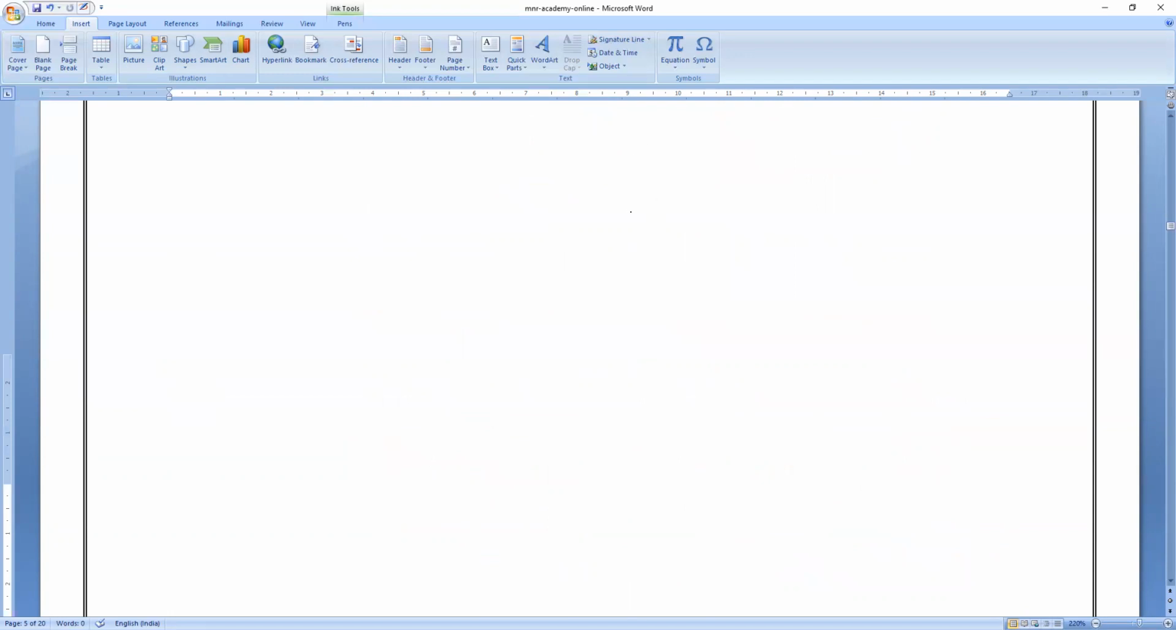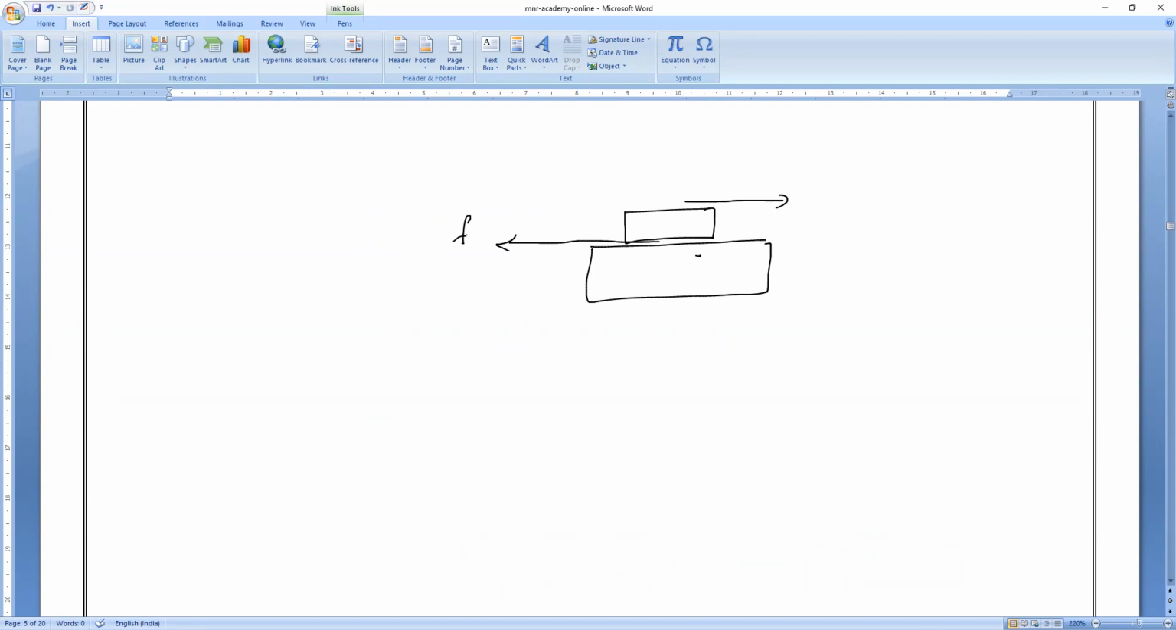Now always remember that. See, if there are two surfaces, for example, this is one surface and this is another surface over it. Now, if this surface is trying to move over this first surface, then there is kinetic friction here. That is what the kinetic friction always acts in this direction. Clear?